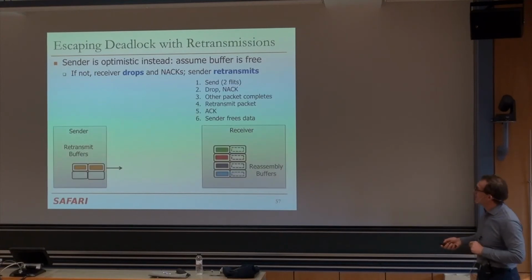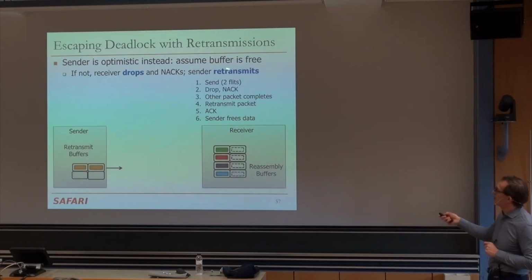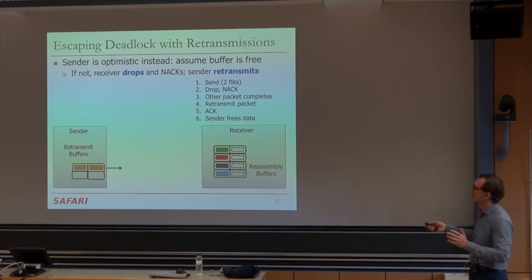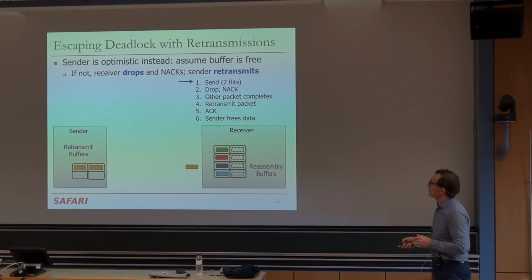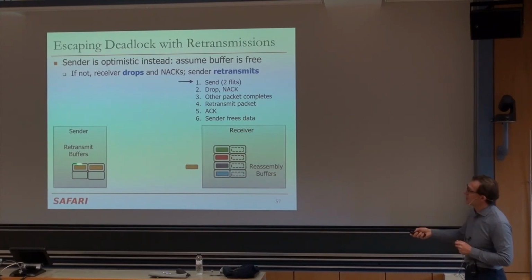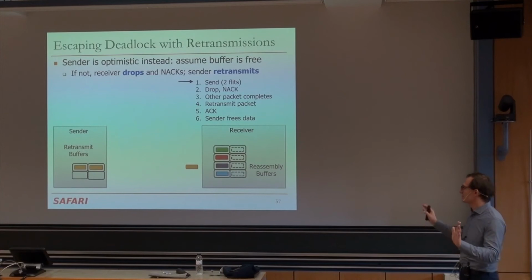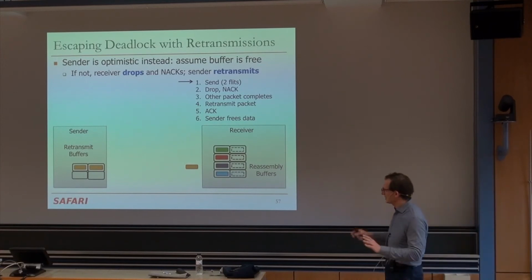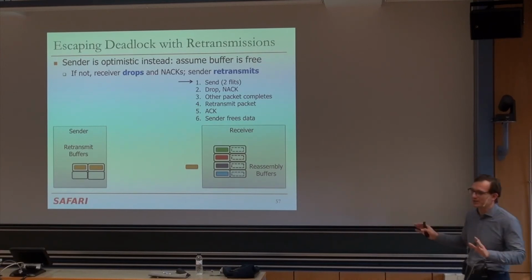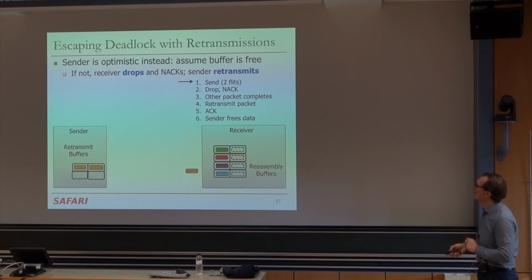So let's take a look at this one. So the sender first sends, and the receiver is going to drop and send a negative acknowledgement, and some other packet will complete. We're going to retransmit the packet. We're going to get an acknowledgement, and then the sender frees the data. So the sender is going to send, but it's not going to be able to deallocate its buffers. That's not a good idea anyway in general. Unless you have a completed request, don't deallocate your buffers.